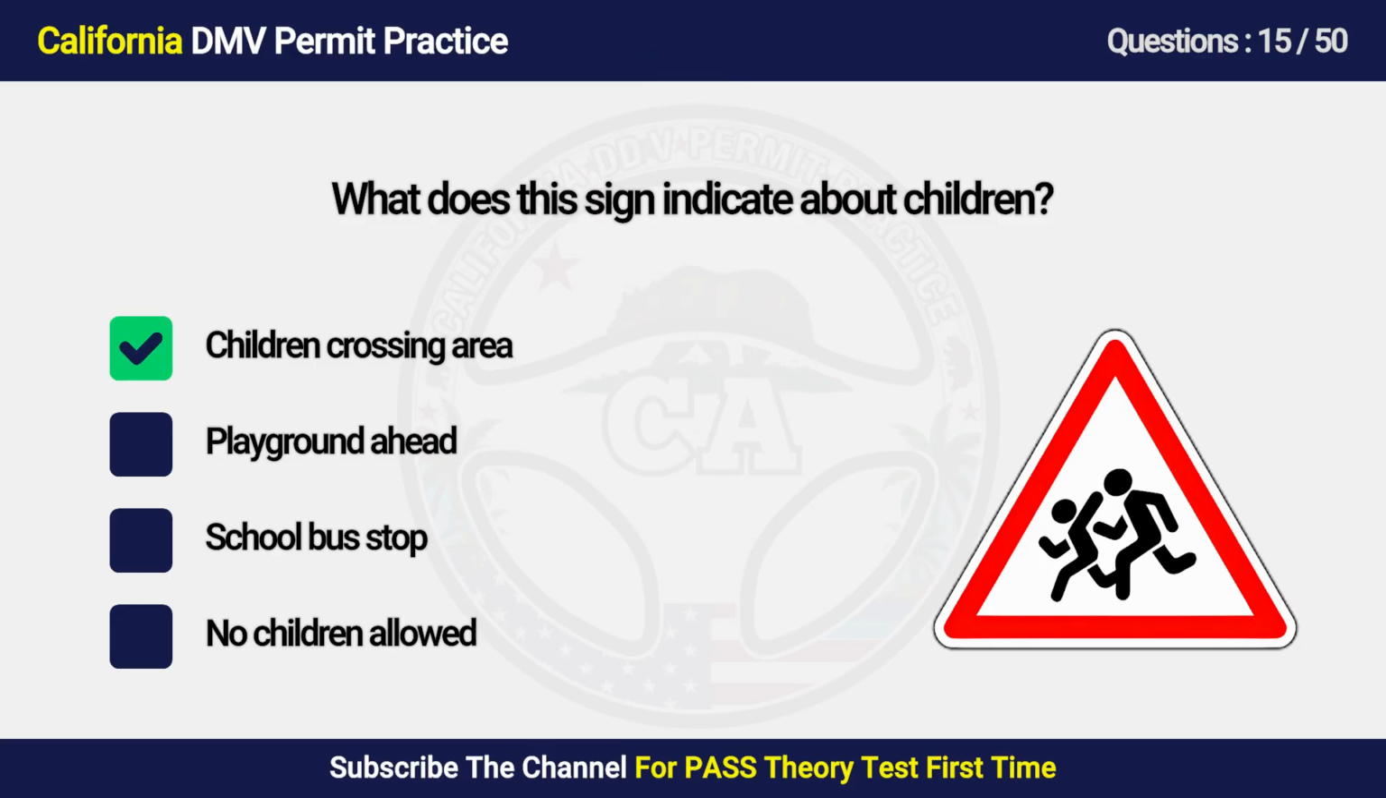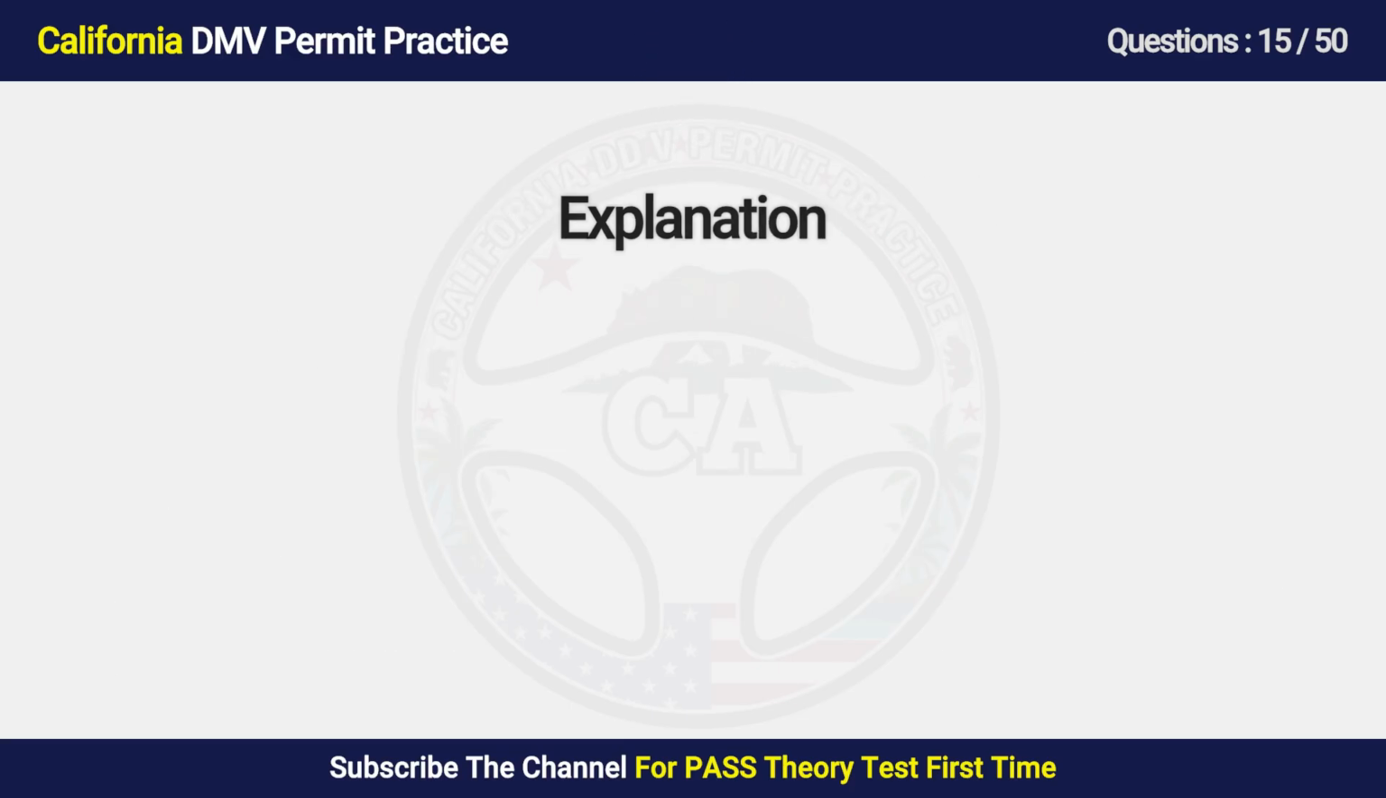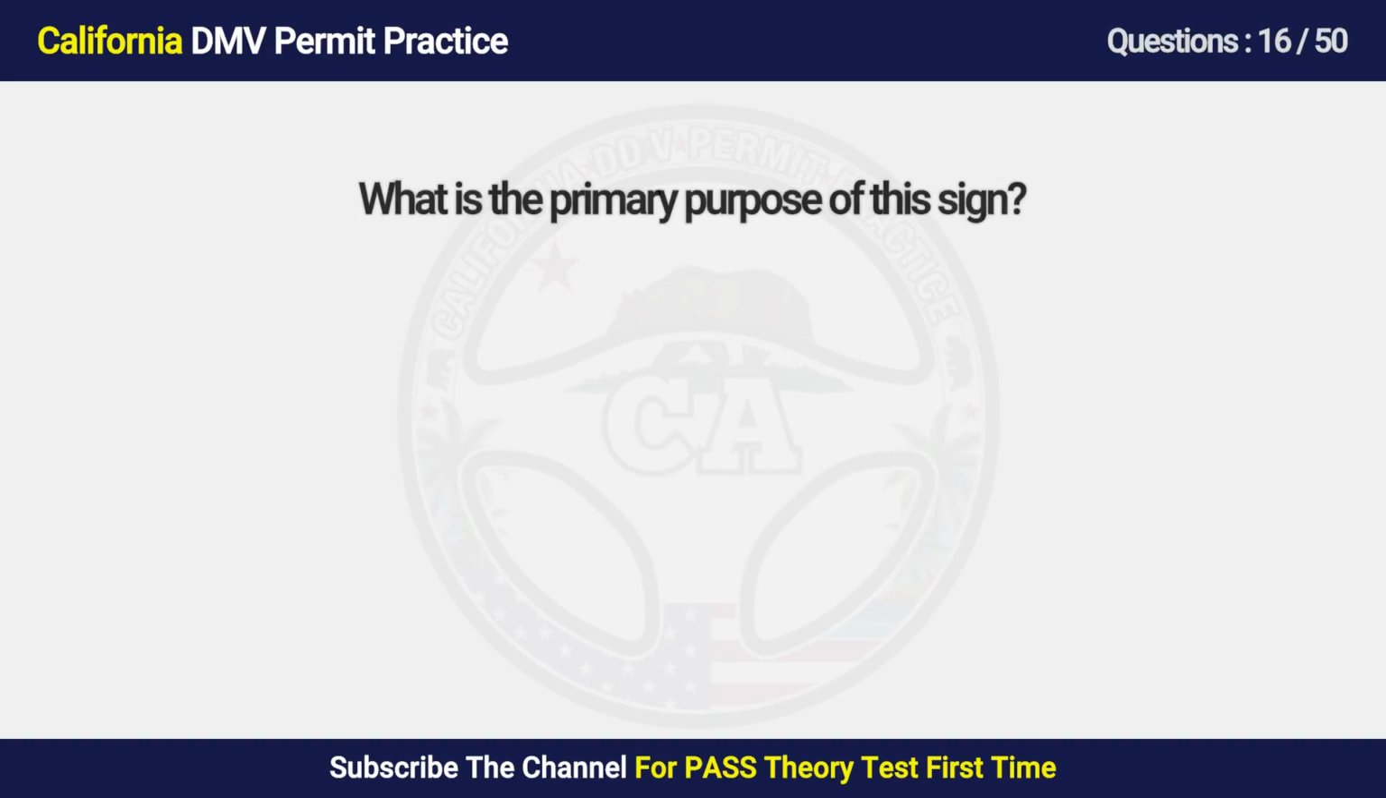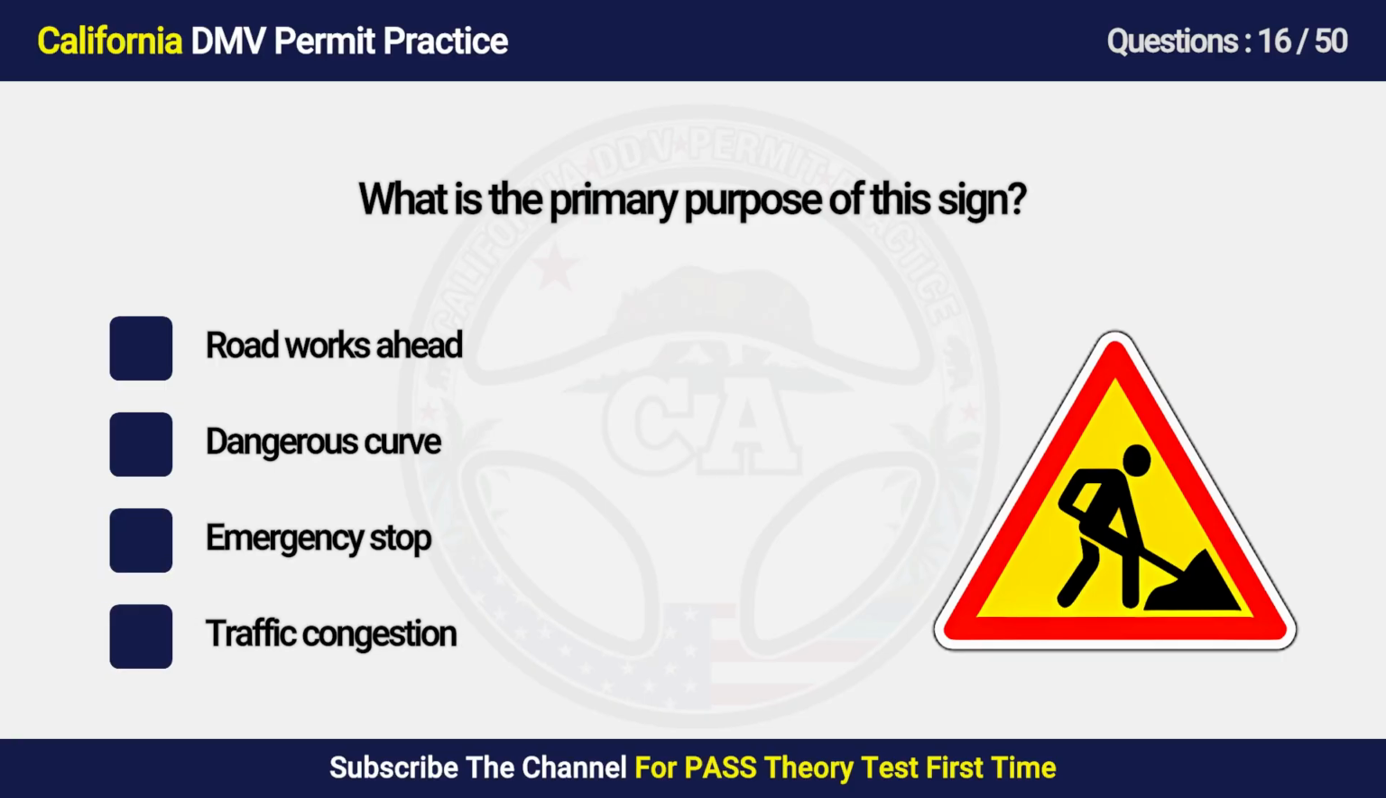Answer is A, children crossing area. This sign warns drivers that there may be children in or near the roadway, often indicating a school zone, playground, or residential area. Drive with caution. Question 16. What is the primary purpose of this sign?